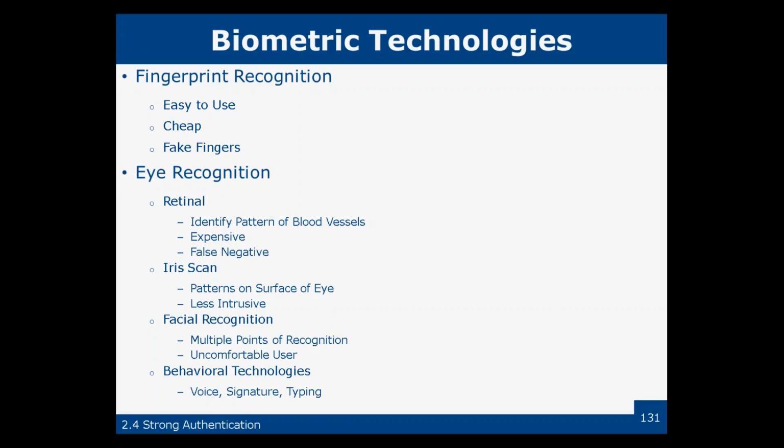Eye recognition, retinal, identifies blood vessels. It's expensive and can give false negatives during hay fever season, for instance. You may have a problem if you have diseases. Eye diseases can cause an issue with false negatives on these things. The iris scan does the surface of the eye, and it's supposed to be less intrusive. I've never worked in any place that had any of those types of scans.